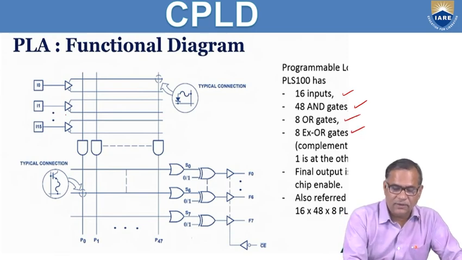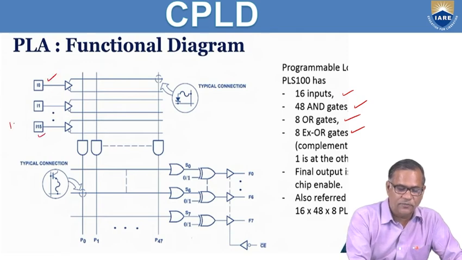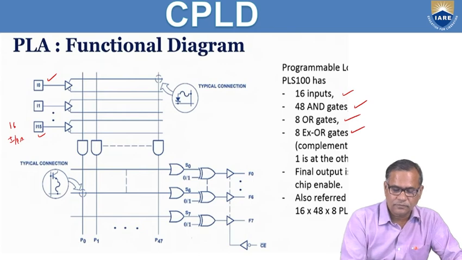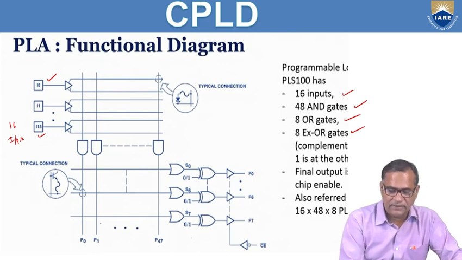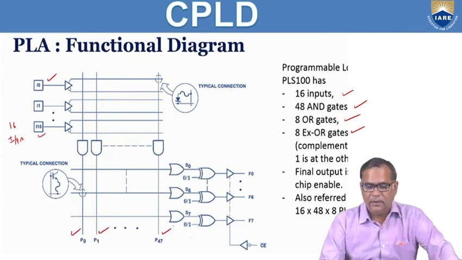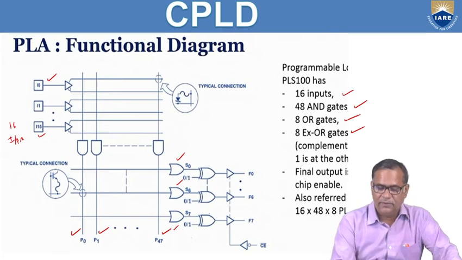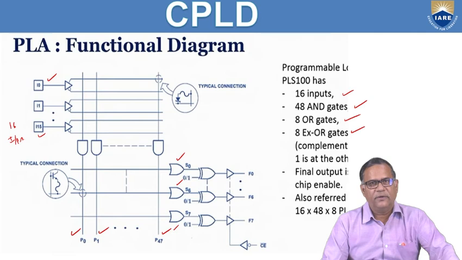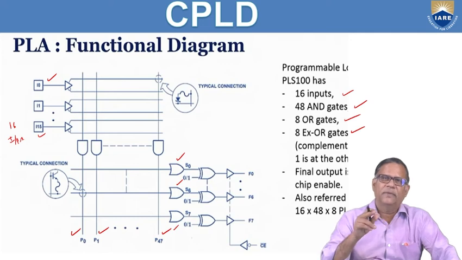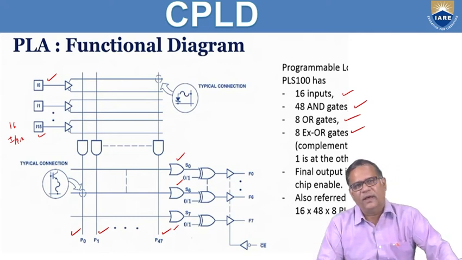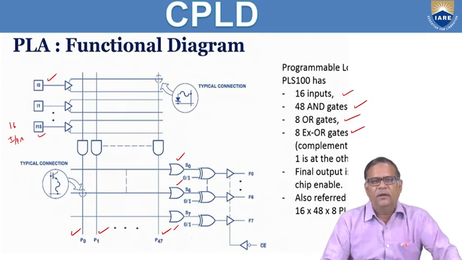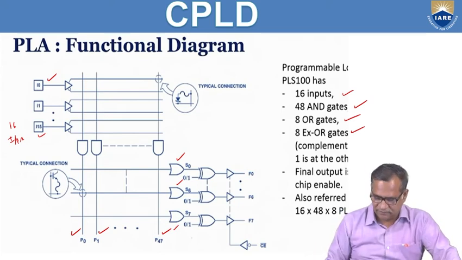see here. So here I0 to I15, these are the 16 inputs, and here you have 48 AND gates, P0, P1 to P47, and 8 OR gates. These are the OR gates 1, 2 and this is 8, and exclusive OR gates also you have 8. And what is the use of exclusive OR gate? You can realize the function F1 or F1 complement by simply making the other input 0 or 1. If the other input is 1, you get the complement, otherwise you get the same function itself.